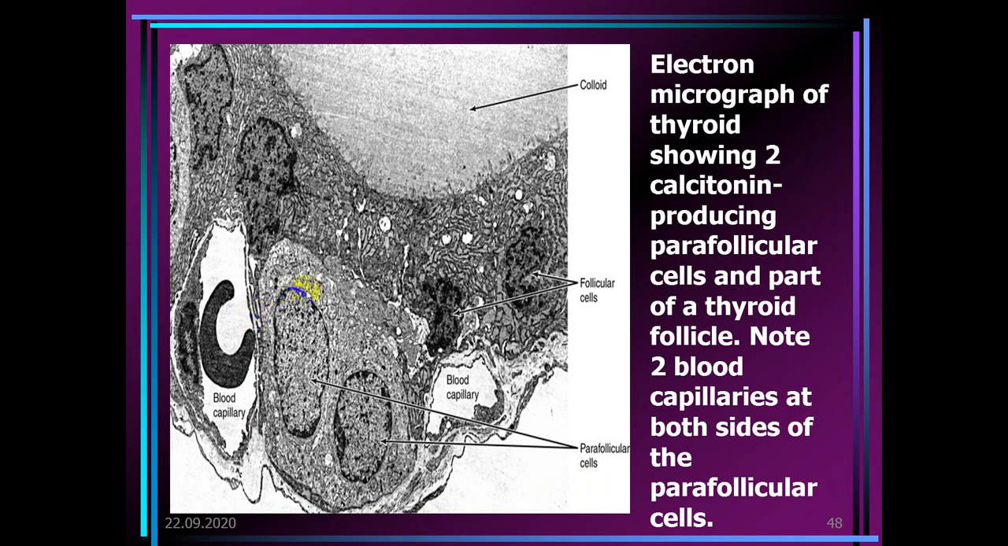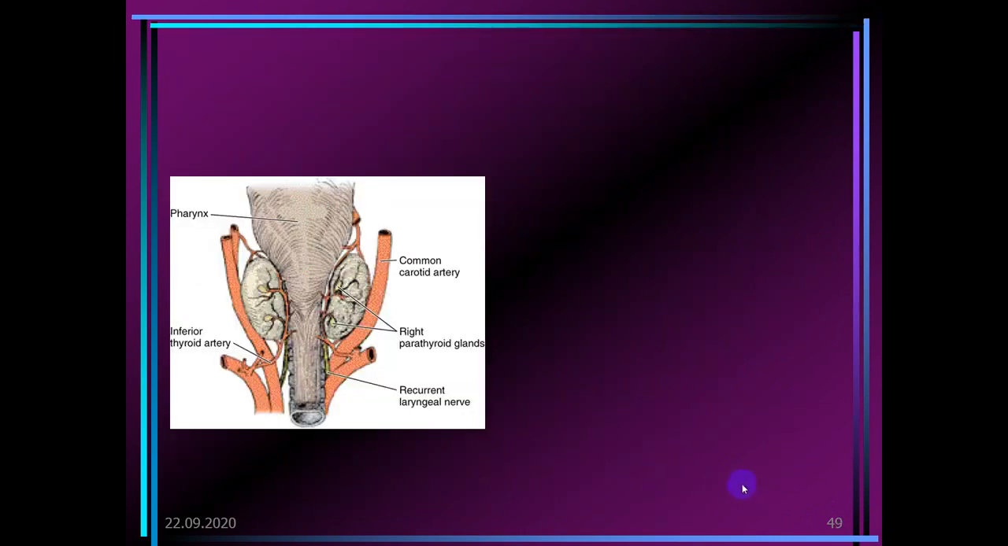One more transmission electron micrograph: you see two parafollicular cells between the thyrocytes. You can see the apical surface of these cells never touches the colloid. Thyrocytes have microvilli, and there are fenestrated capillaries around the parafollicular cells. Hormones go directly to the blood, and thyrocyte hormones also go directly to the blood.